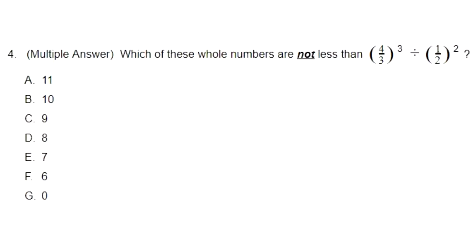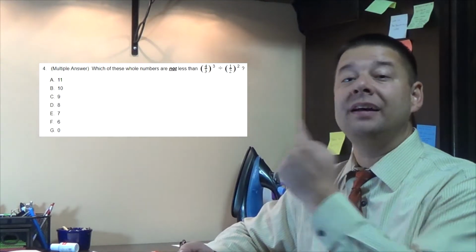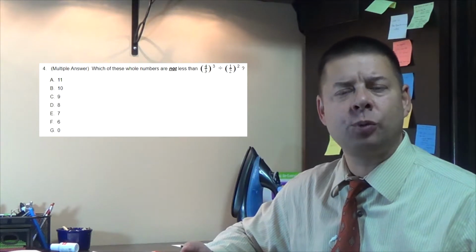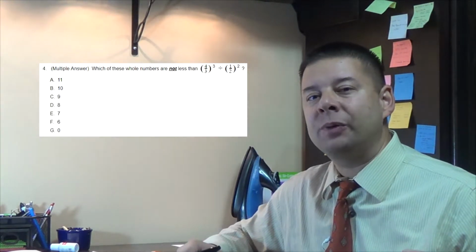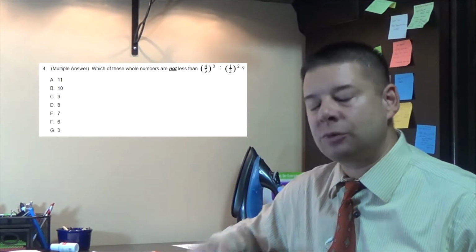Number 4 says, which of these whole numbers are not less than 4/3 to the third power divided by 1/2 to the second power? Okay, so in order to answer this question, we first have to answer that expression. So we want to think about bases and exponents, how those things work. I'm going to write this out in expanded form to take out any exponents, and from there, I'm just multiplying some numbers together. Let's go ahead and get to work.